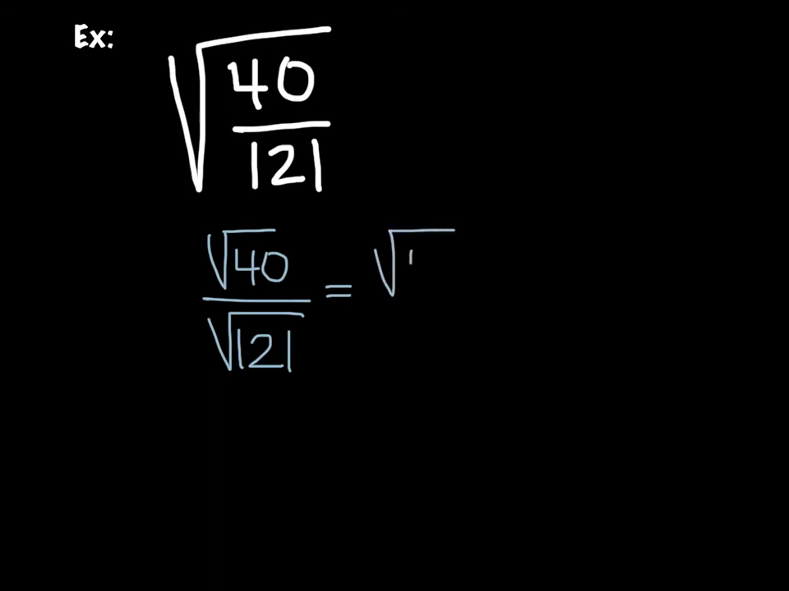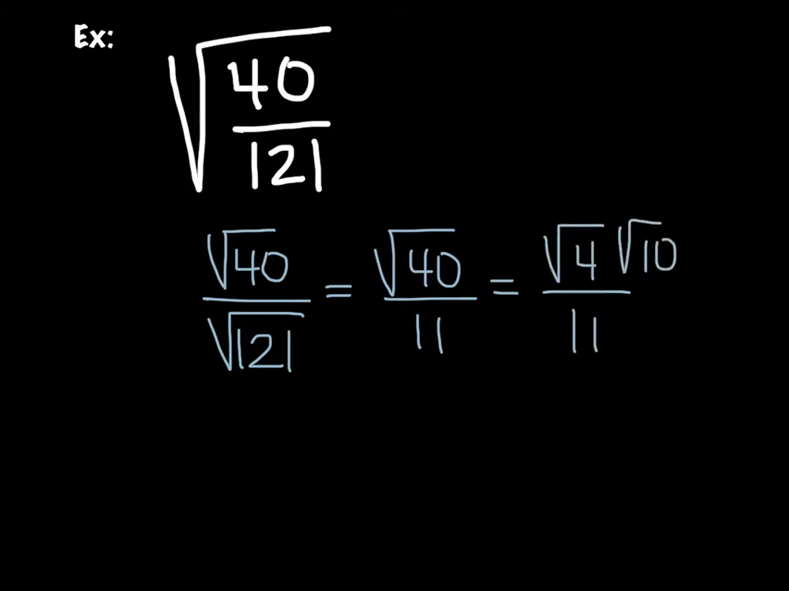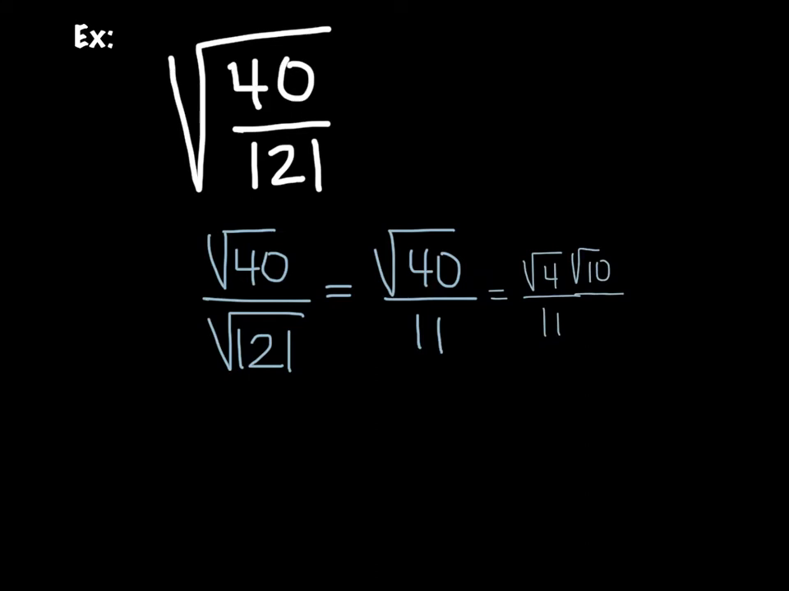So I'd have square root of 40, and then the square root of 121 is 11. Most people would think that you're done, but you have to check the number inside the radical and make sure that it has no perfect square factors, which it does. So 40 can be split into radical 4 and radical 10. And then I know the square root of 4, which is 2. And the square root of 10 I do not know. So I'm going to leave that as the square root of 10. And my denominator is 11. So my final answer would be 2 radical 10 over 11.